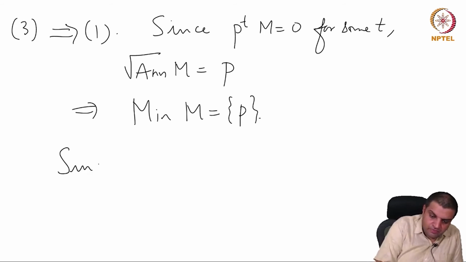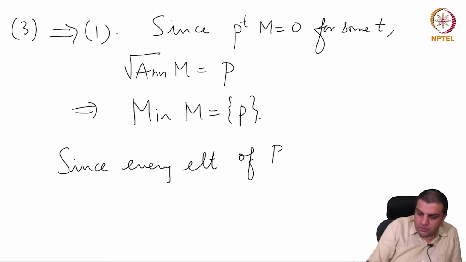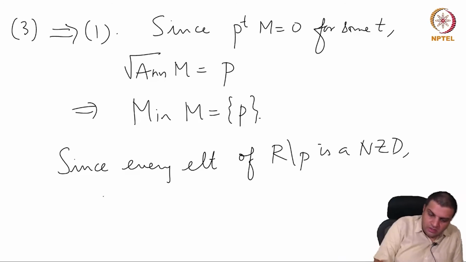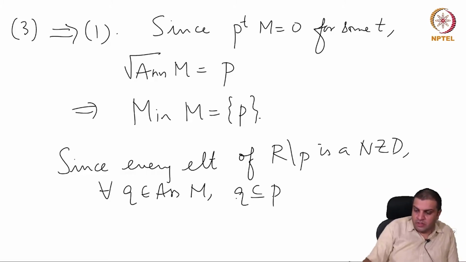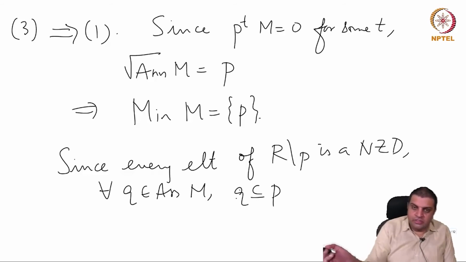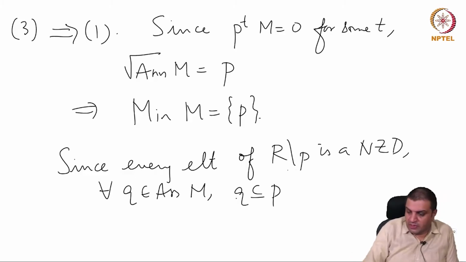So since every element of R mod P is a non-zero divisor, for every associated prime Q must be a subset of P. Okay, because we discussed this a little earlier, if Q is an associated prime, Q has to kill a non-zero element of M, which means that elements of Q are themselves zero divisors on M. Therefore, it cannot belong to this set.